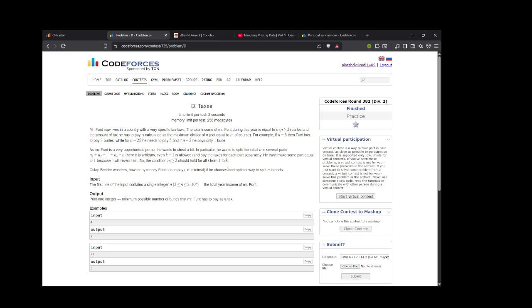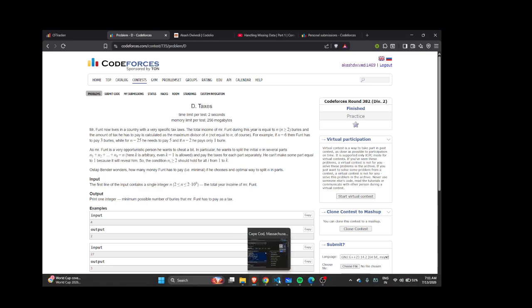Mr. Funt now lives in a country with very specific tax laws. The total income of Mr. Funt during this year is equal to N. Okay, N is his total income, and the amount of tax he has to pay is calculated as the maximum divisor of n not equal to n, of course. For example, if n is equal to 6, then Funt has to pay 3 bills. For n equal to 25, he needs to pay 5, and for n equal to 2, he needs to pay 1.